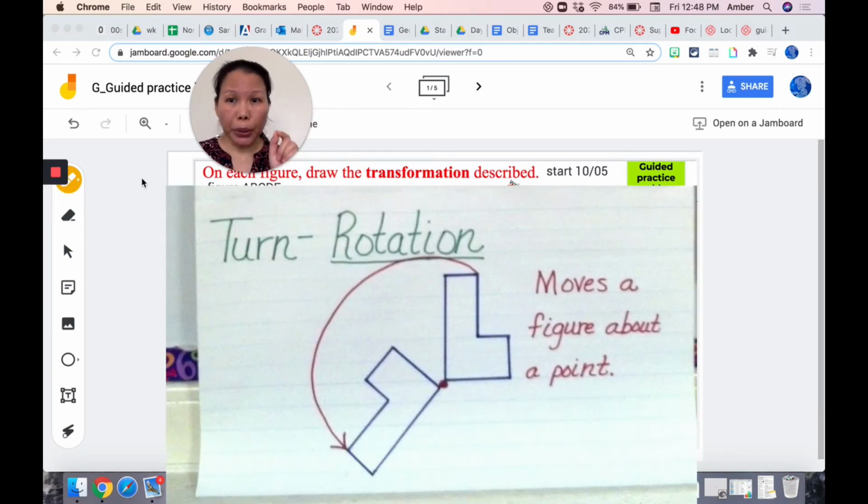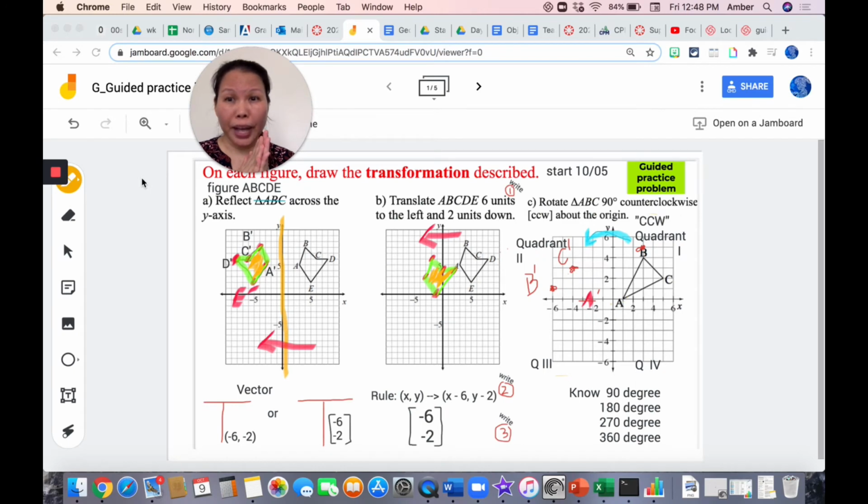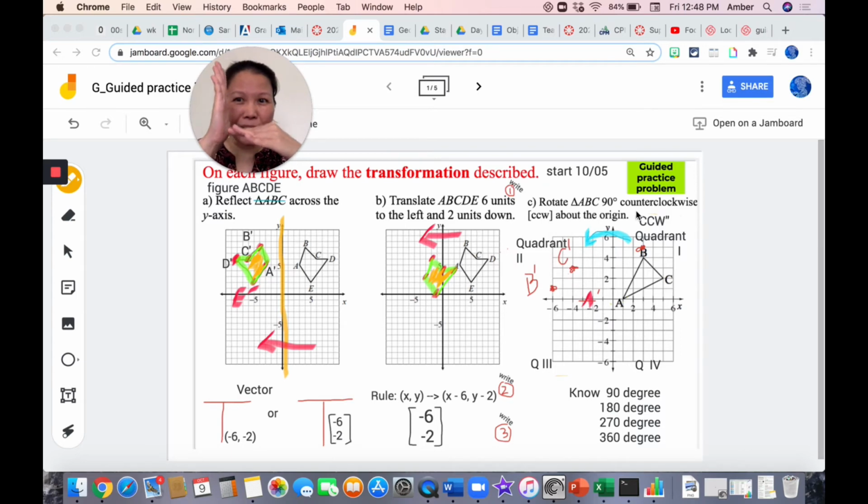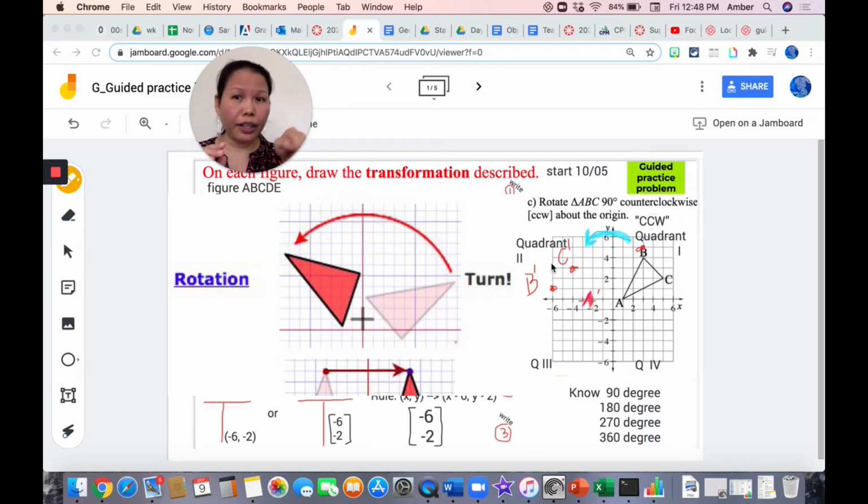Rotation is going to be a little bit more challenging. What you want to do when you are going to have that is make sure that you know which quadrant it is going to end up in. Rotate this triangle ABC 90 degree. Remember 90 degree? 90 degree counterclockwise. We add the blue arrow in counterclockwise. I know that from quadrant 1, where the triangle is in my quadrant 1, positive X, positive Y, when I move it 90 degree, it can only end up in quadrant 2.